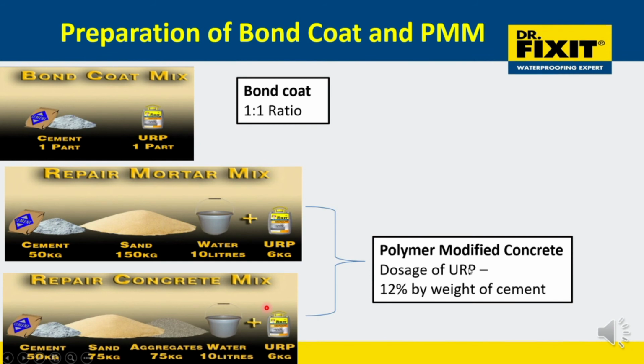But on the site, since we are not there, people may not follow this, so at least use the thumb rule for making PMM or concrete PMM. Dosage is at least 12% by weight of cement. For example, if you are using 50 kg of cement, then at least 6 kg of URP you can use. So it's a thumb rule which can be easily followed on site.